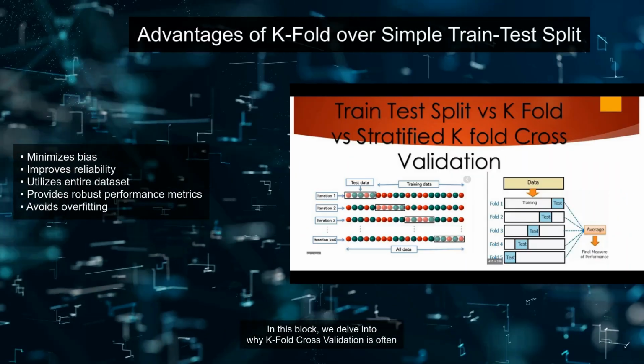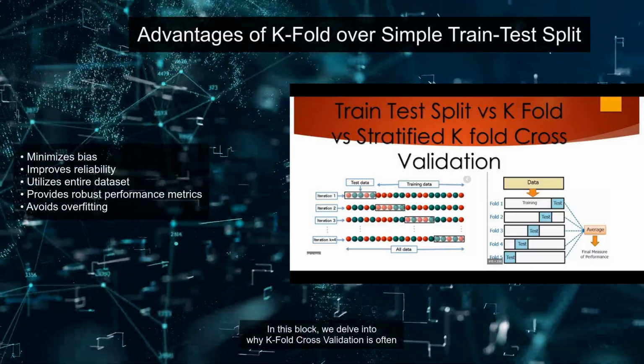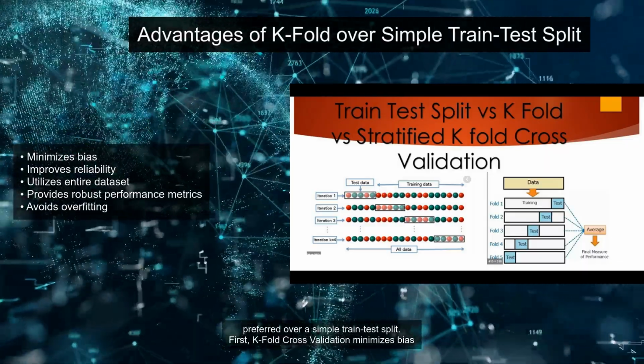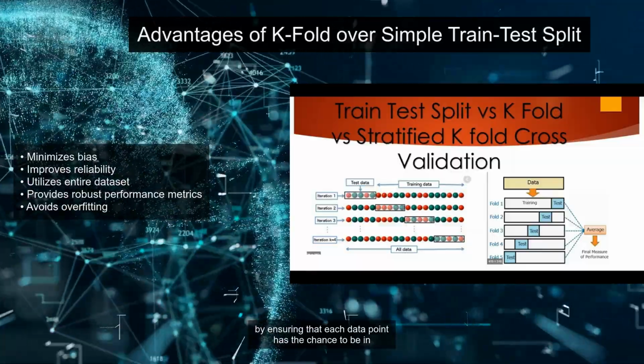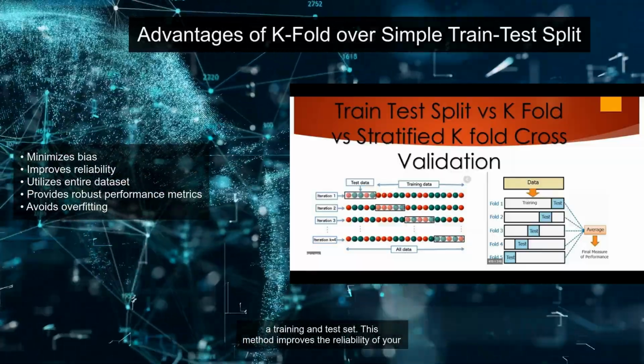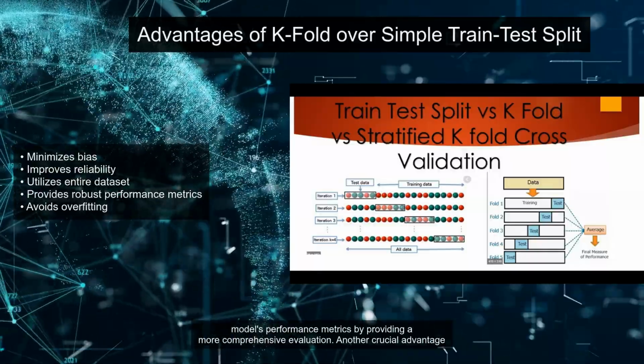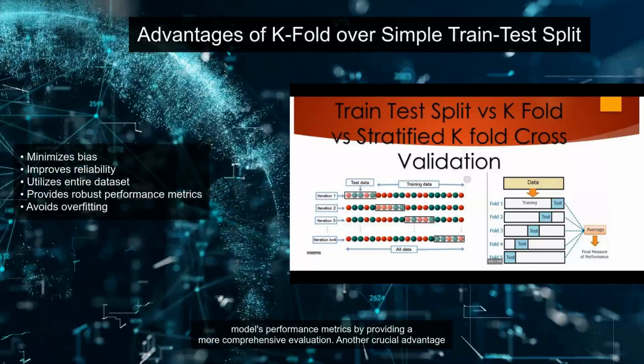In this block, we delve into why k-fold cross-validation is often preferred over a simple train test split. First, k-fold cross-validation minimizes bias by ensuring that each data point has the chance to be in a training and test set. This method improves the reliability of your model's performance metrics by providing a more comprehensive evaluation.